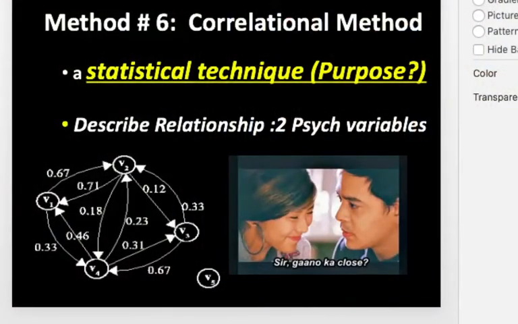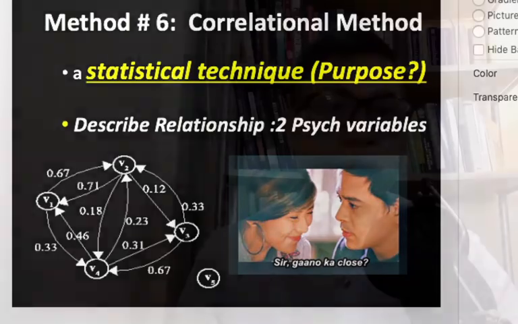Your main goal in doing a correlation between these two psychological variable is to find out kung gaano ka-close or gaano kalakas yung relationship between those two psychological variables. Basically, we would like to quantify. Sa Tagalog, gusto nating sukatin yung lakas ng relationship between those two psychological variables. Let me give you an example.